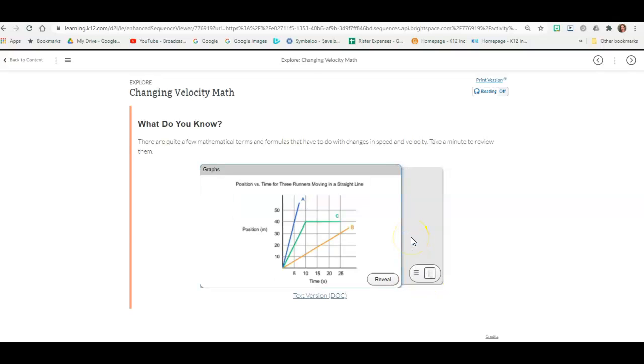Here's another graph showing you position versus time again for runners. So you have 3 different runners. We're looking at the time it took for them to run 50, looks like meters.